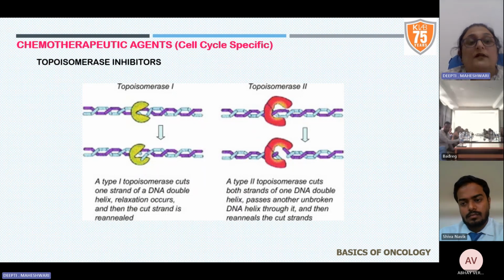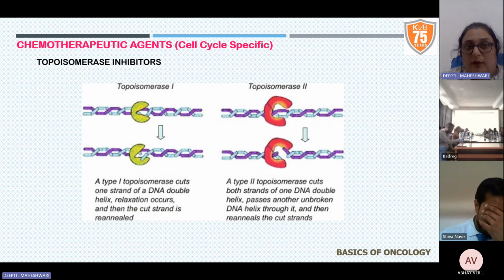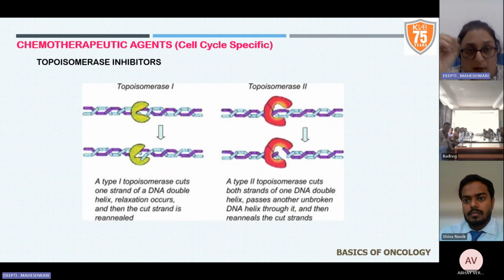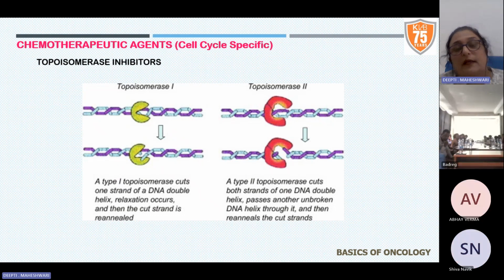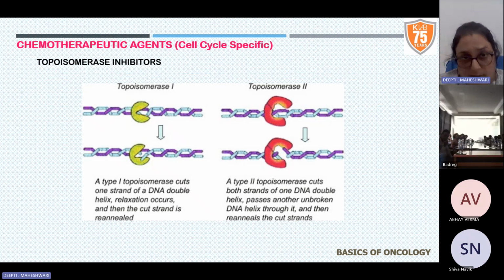Okay. Now, what is the role of topoisomerase inhibitors? The chemotherapeutic agents which act on the topoisomerase enzyme, and inhibit the topoisomerase 1 or topoisomerase 2 enzyme, are all called topoisomerase inhibitors. So what is a topoisomerase inhibitor? A topoisomerase inhibitor is a chemotherapeutic agent which inhibits topoisomerase 1 enzyme, or it can inhibit topoisomerase 2 enzyme.